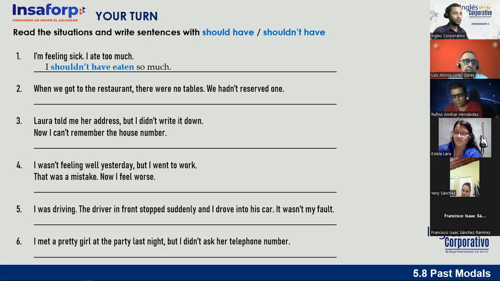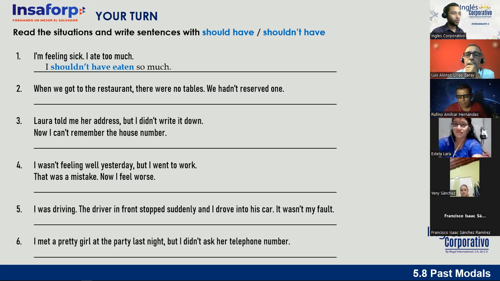Room one, Francisco Isaac, Imelda Sánchez, and Olivia Osorio. Room two, Gladys Campos, Luis Enríquez, and Jenny Sánchez. Room three, Estela Lara, Luis Alonso, and Sonia Guadalupe. Room four, Alejandra Magaña, Michelle Escobar, and Paola María. Room five, Griselda Mendoza, José Vega, and Rufino Amilcar.